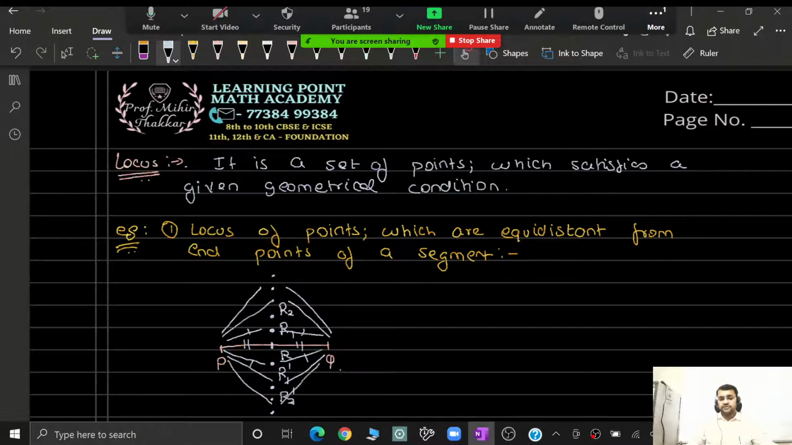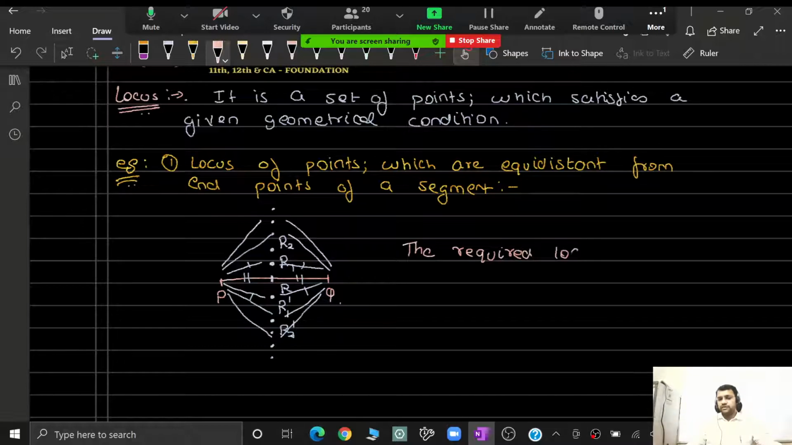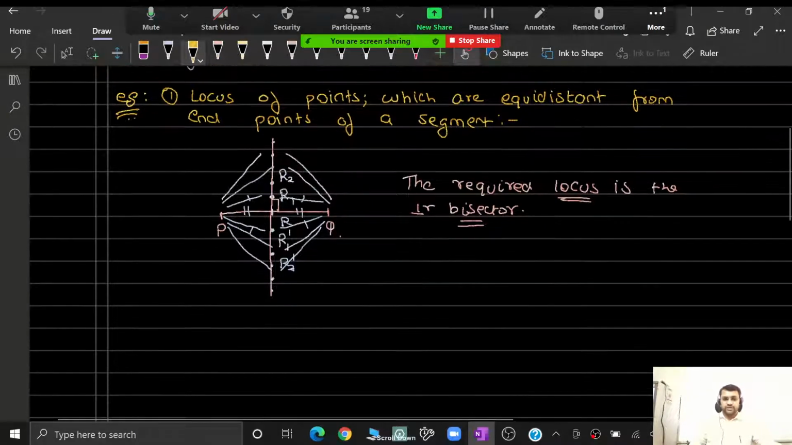So all these points which are above R or below R will definitely be equidistant from the endpoints of the segment PQ. So basically over here I can say that the required locus is the perpendicular bisector, because if you join all these points, I can observe that this is a perpendicular bisector of the given segment PQ. Hence, it is the required locus. Okay, so that is your example number 1. I'll give you guys one more example.